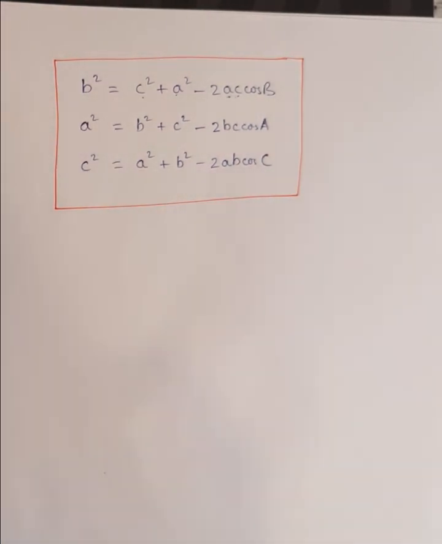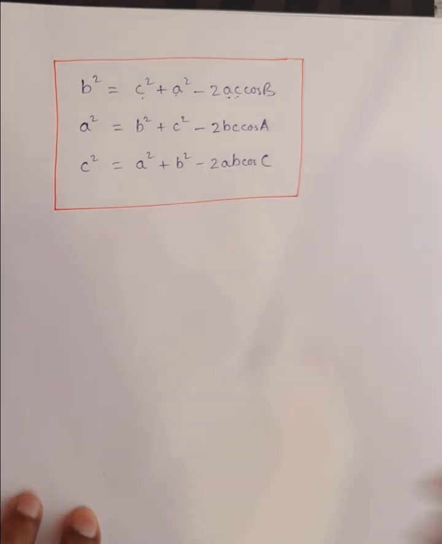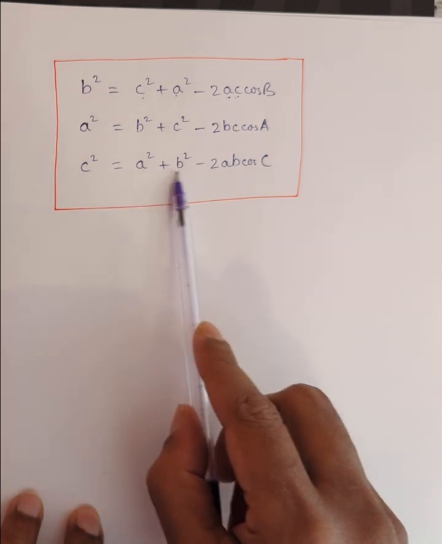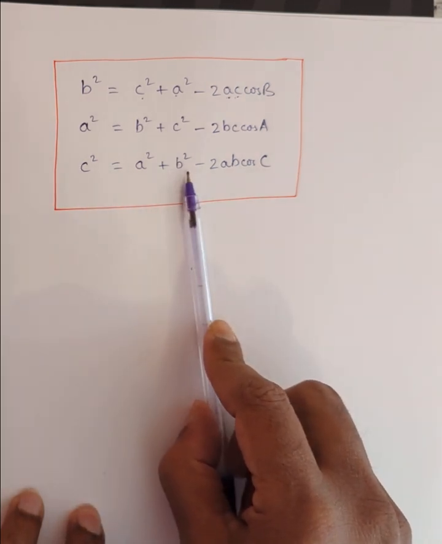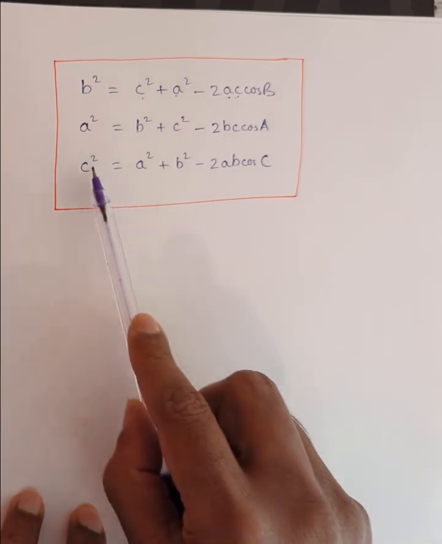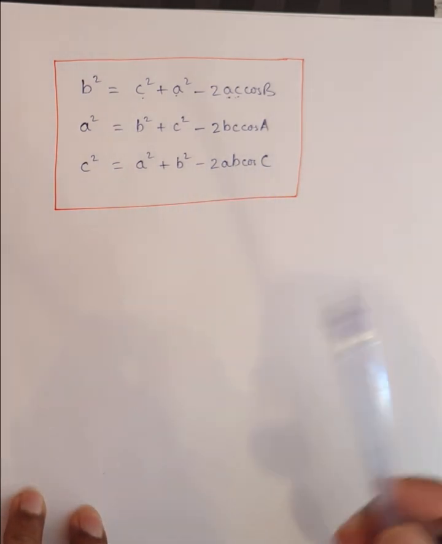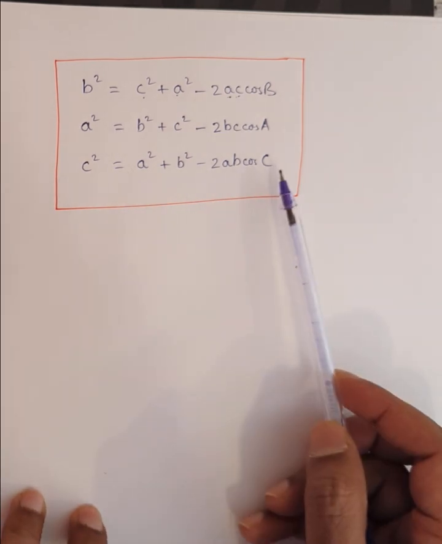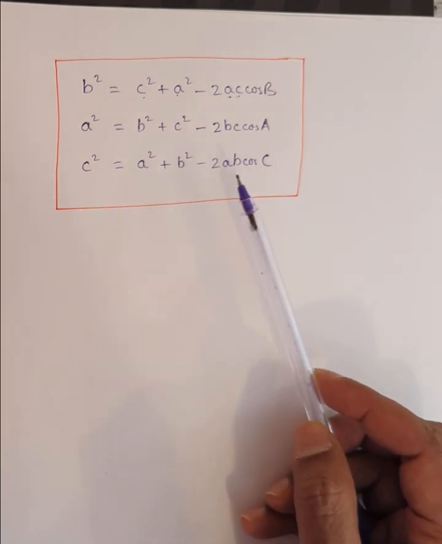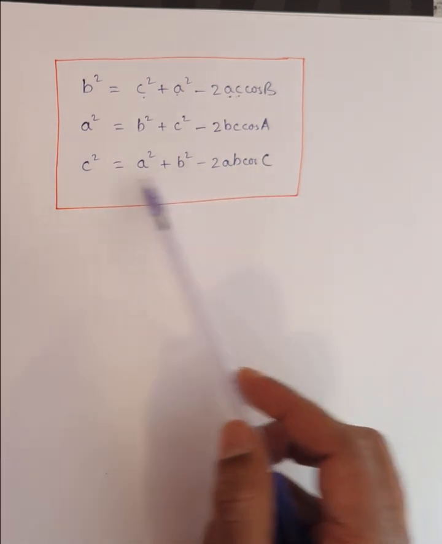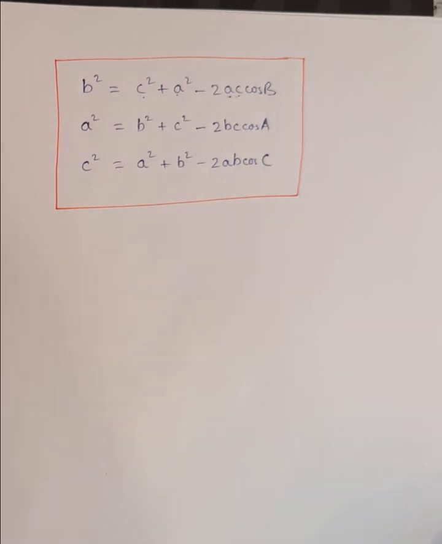Now, why is it the generalization of the Pythagorean theorem? In the Pythagorean theorem, what happens is we have just c square equals a square plus b square. Why? Because there cosine C would be 0 because C is 90 degrees. The Pythagorean theorem applies only to right triangles. So if you have cosine C equal to 0, this is still true. You get c square equals a square plus b square.